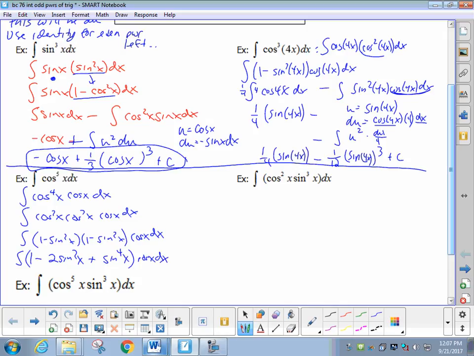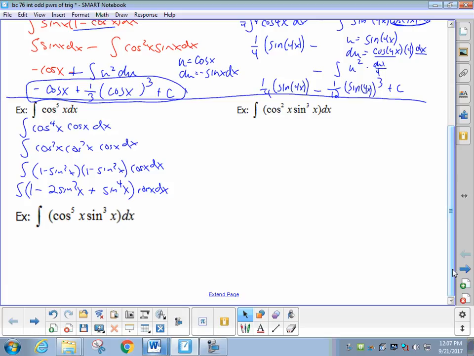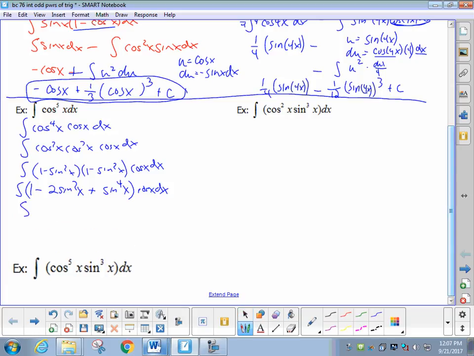Yay. Let me give myself a little more room. Okay, so now I'm going to get 3 integrals. Cosine x dx minus 2 sine squared cosine dx plus sine to the 4th cosine dx. Wait. What's the antiderivative of cosine? Sine. What's the antiderivative of sine squared cosine?